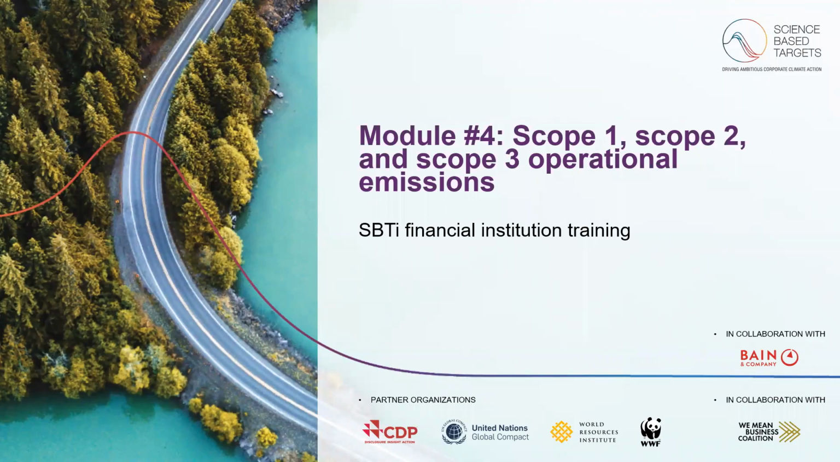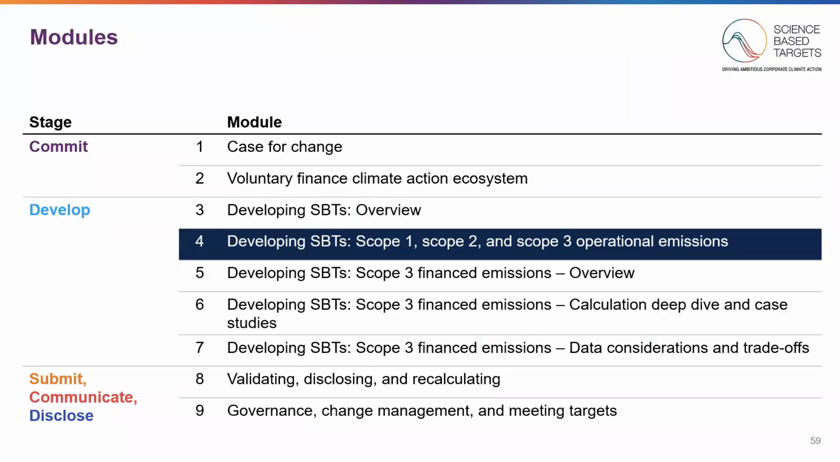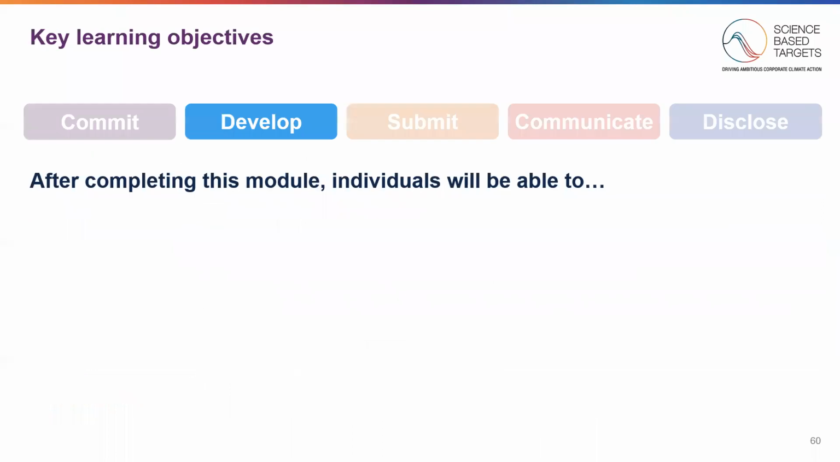Hello, and welcome to SBTI's training for financial institutions, Module 4, on Scope 1, Scope 2, and Scope 3 operational emissions. In this module, we'll be diving into how to develop science-based targets for Scope 1, Scope 2, and Scope 3 operational emissions. At this point, you should be familiar with what science-based targets are, as well as the 3 different types of emissions they measure, as well as why it's important to set science-based targets to combat climate change.